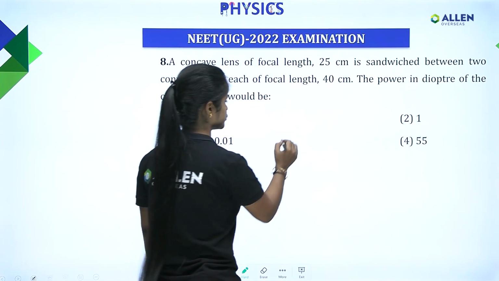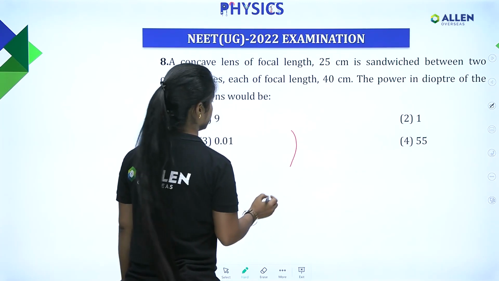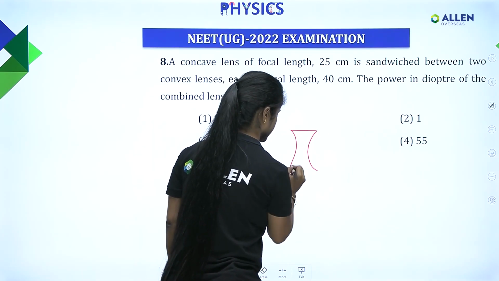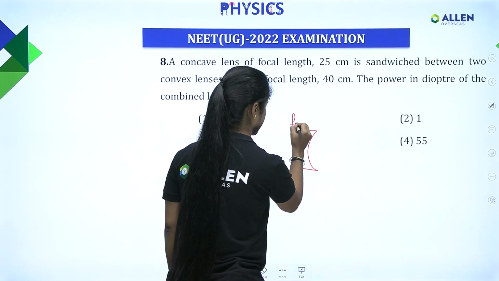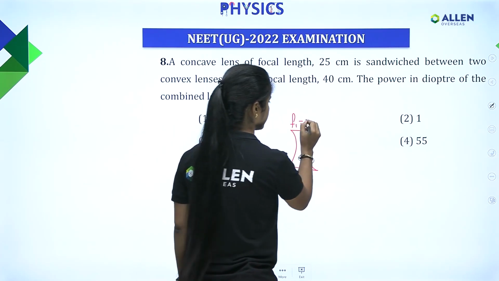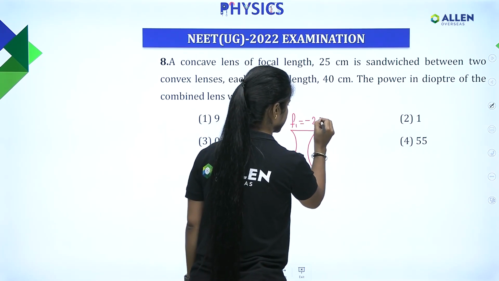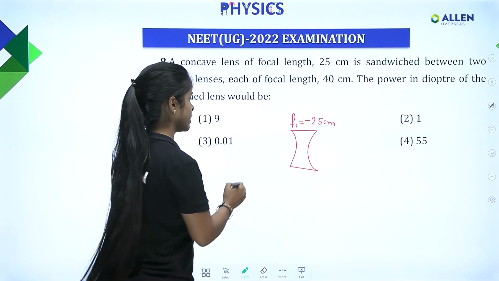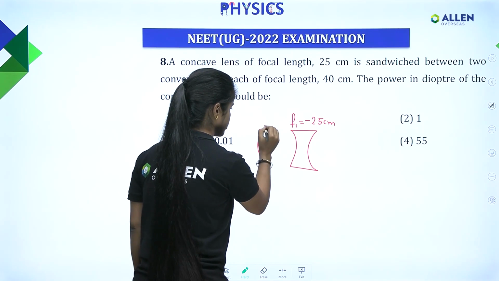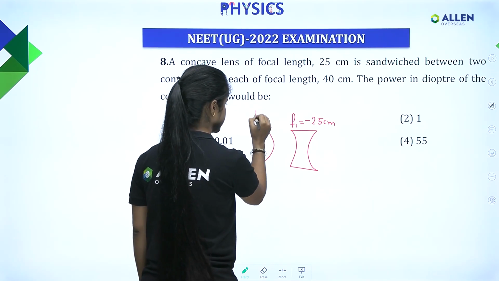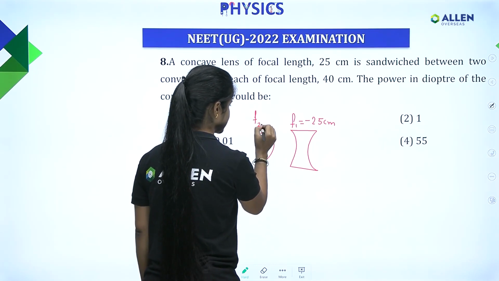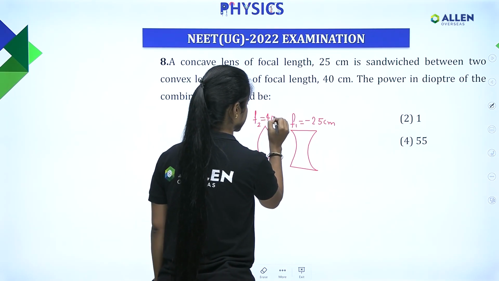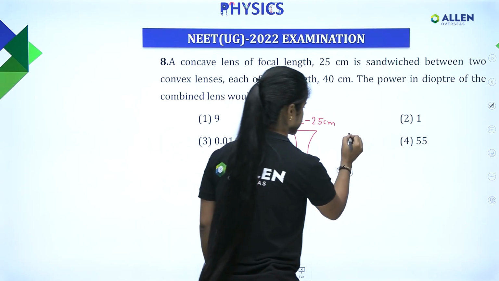First of all, we have to draw a concave lens of focal length 25 centimeter. Let's call this F1, that is equal to minus 25 centimeter, because this is a concave lens. Now, I am going to draw one more lens here, that is F2, and its value is 40 centimeter. This is also given in the question.